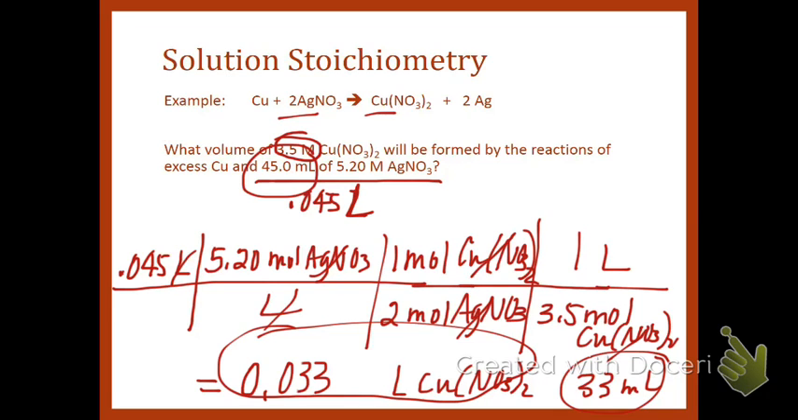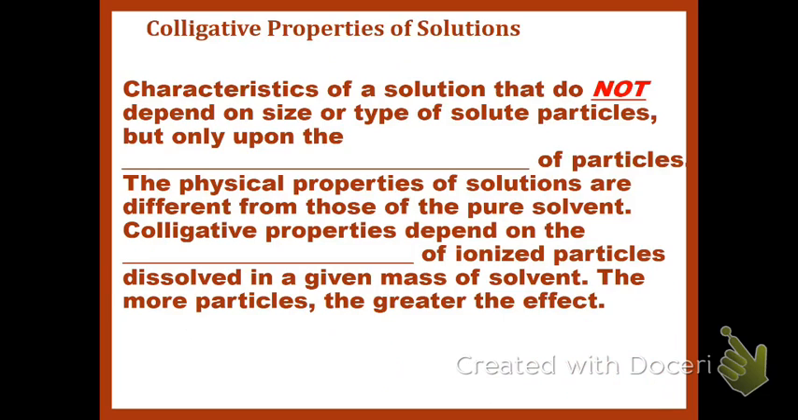Okay? So that brings us to colligative properties. And colligative properties are a unique kind of property. Remember in the beginning of the year we talked about physical properties, and we talked about extensive or intensive properties. Well, this is a subset of extensive properties rather. First of all, when we're talking about colligative properties, they are characteristics of a solution that do not depend on the size or type. In other words, they do not depend on the identity, but they depend on the concentration. The more particles, the bigger effect on the property it'll have.